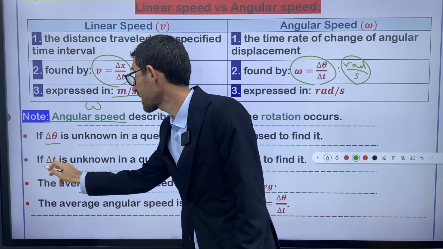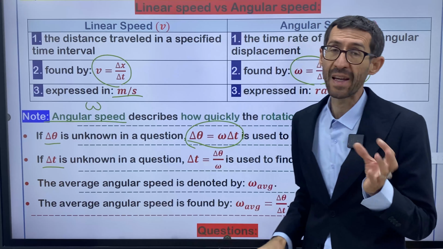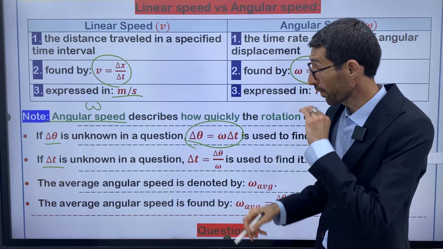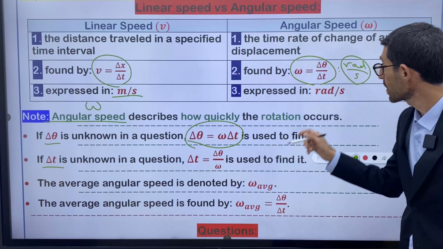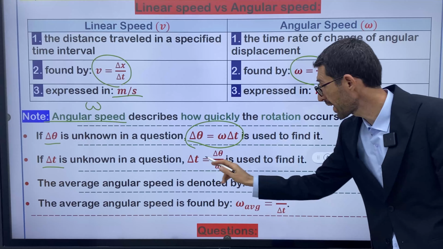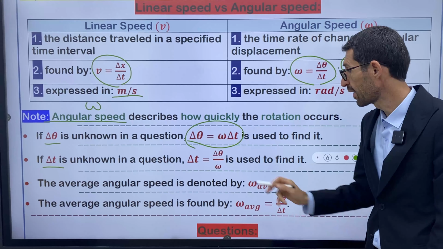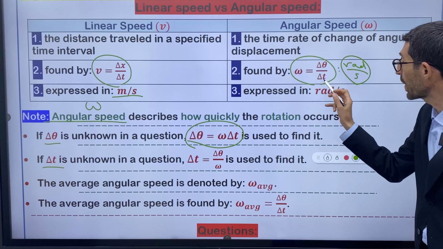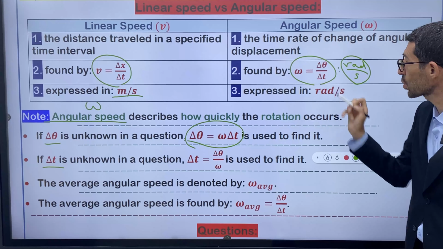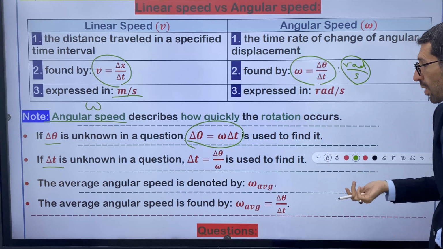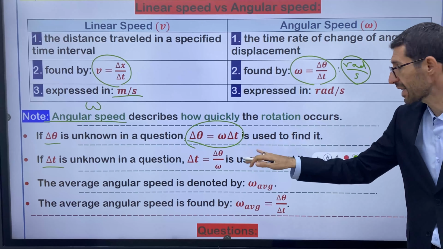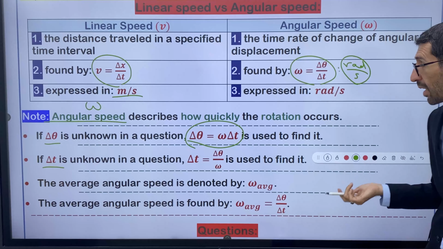But I want you to memorize the original rule. If delta t is unknown, we look for delta t. So rearrange the equation. It will be delta t is equal to delta theta divided by omega. Omega and delta t switch with one another, and delta theta remains as it is in the numerator.